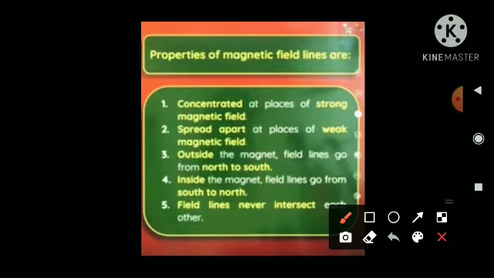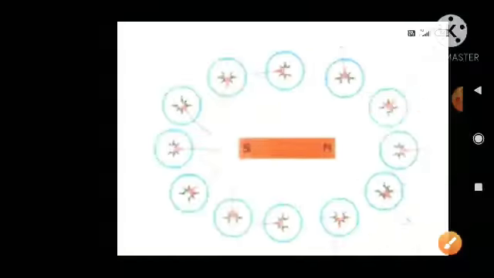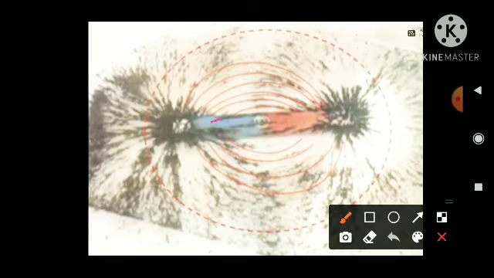So let's start with the first. Lines are concentrated at places of strong magnetic field and spread apart at places of weak magnetic field. This is also an important point. Let's see this diagram. In the middle there is weak force, but at the edges of the poles it is very crowded, meaning all the iron filings are attracted to the edges, the poles of the magnet, but in the middle it is weak and at the edges it is strong. By this we can consider it.